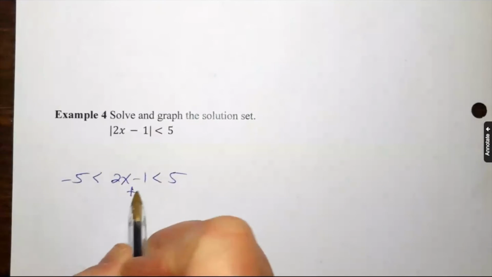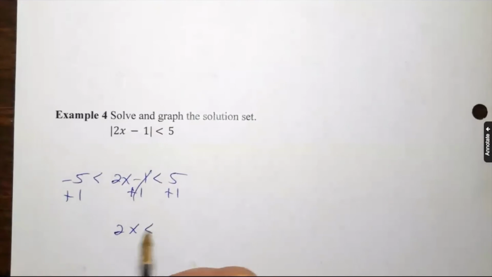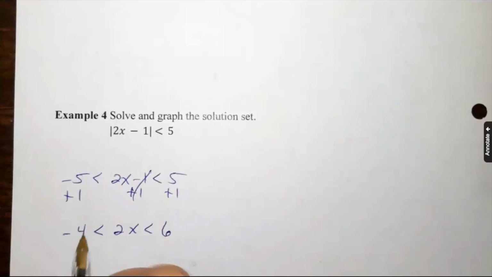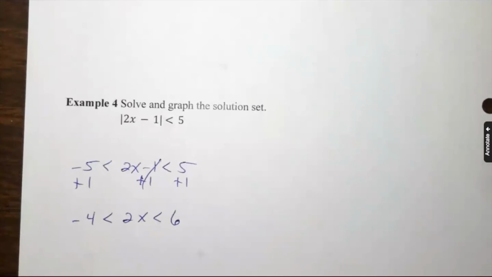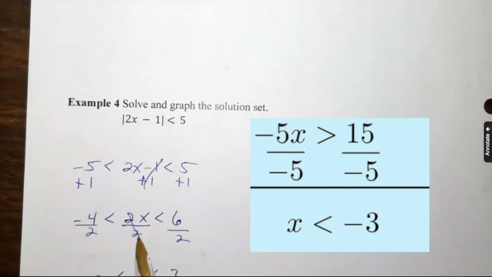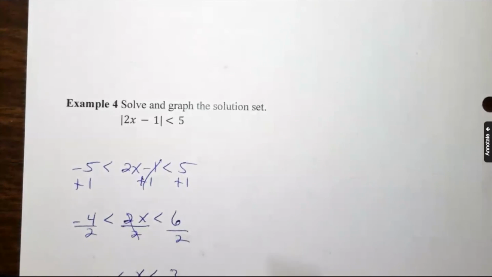I'm going to start with undoing the subtraction by adding 1. 5 plus 1 is 6. Negative 5 plus 1 is negative 4. And we will finish by dividing by 2. 6 divided by 2 is 3. Negative 4 divided by 2 is negative 2. Do not forget that if you multiply or divide by a negative, you would still have to flip those inequality signs. We did not multiply or divide by a negative, so we're all set.